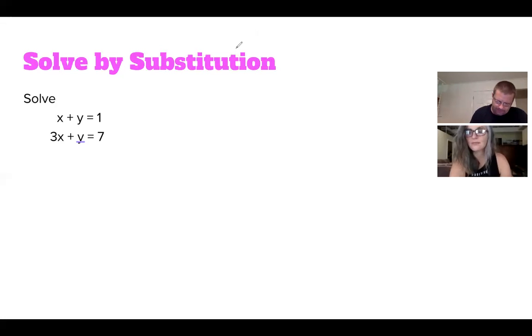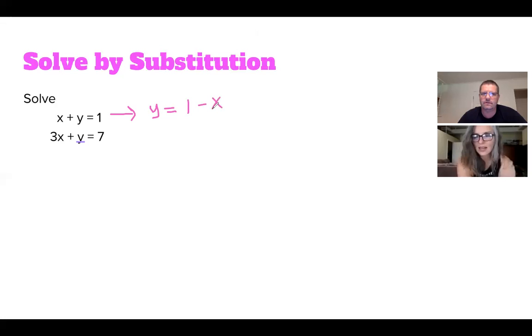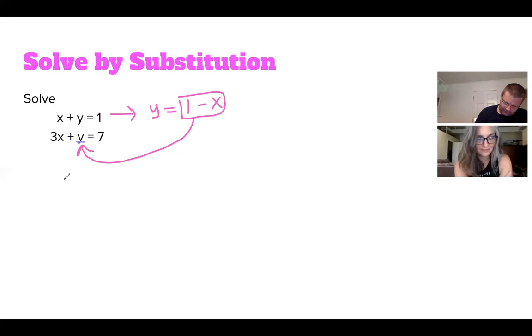So I'm going to take this equation right here, and this one I could easily solve for y by subtracting the x. So y would equal 1 minus x. You cool with that? I like it. All right, so this part right here is going to go in that place where Miss Young wanted to tag it out. Okay, so I'm going to now have the equation 3x, and I'm going to have 1 minus x.